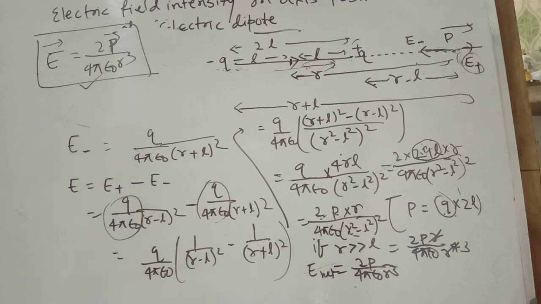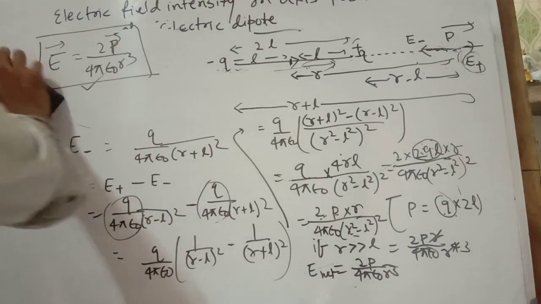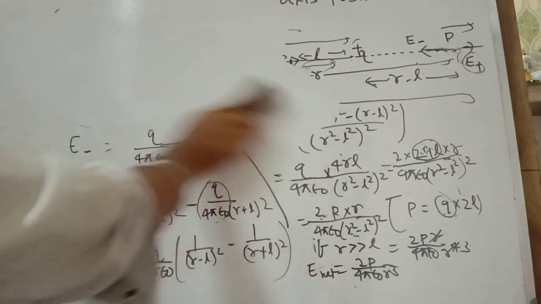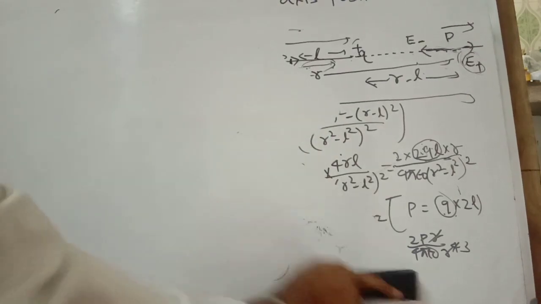Okay, so next we can discuss the electric field intensity due to an electric dipole on the broadside-on position, or you can say the equatorial line of a dipole. Okay, so note it down; you can pause the video and note it down.